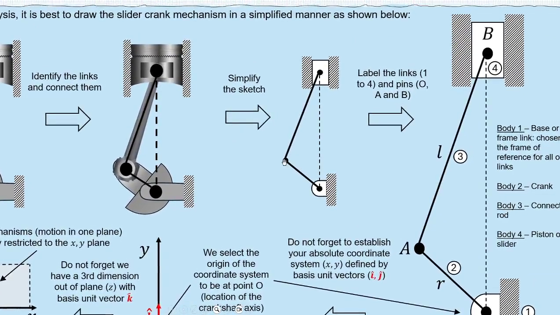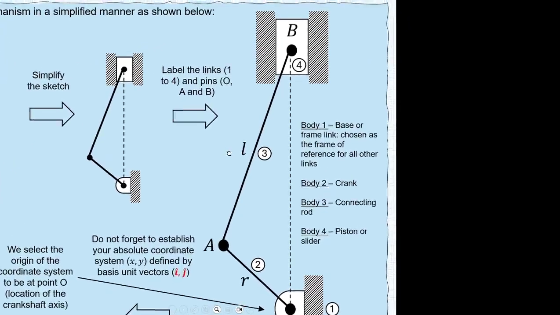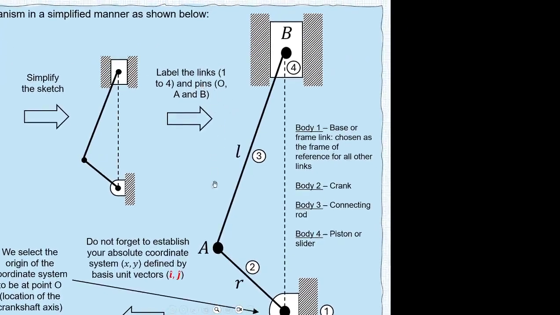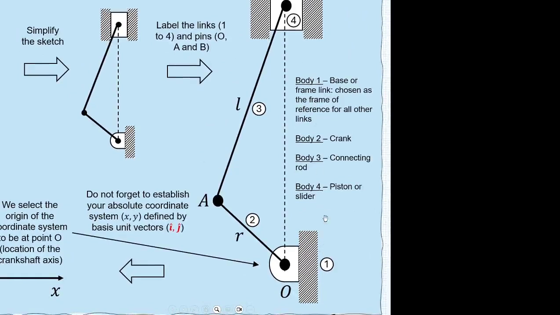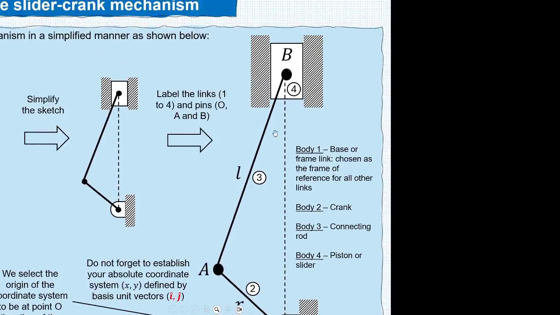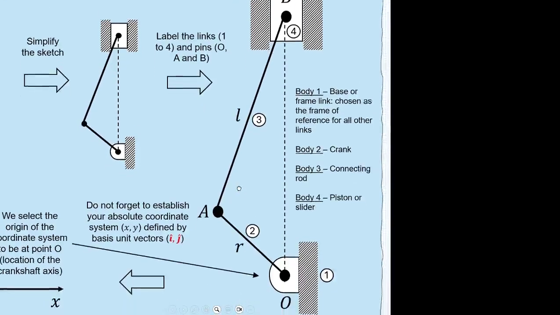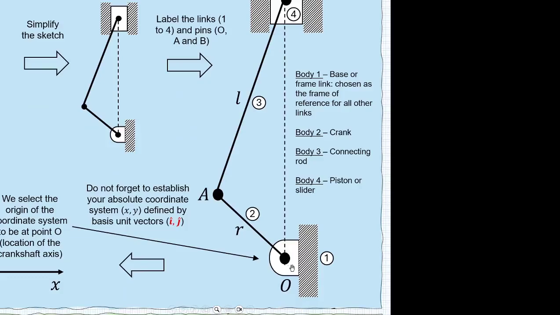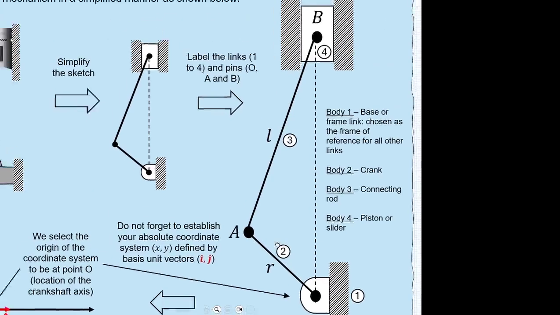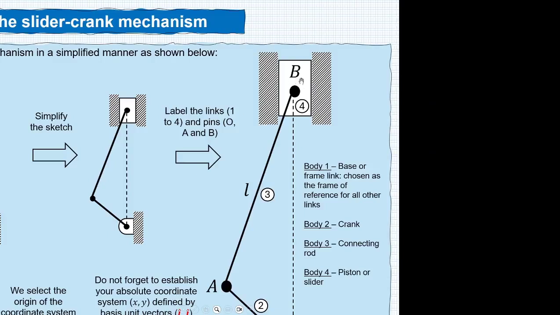For example, the bars can be represented by straight lines, the pins just by circles, and the slider or the piston represented by a rectangular shape. The base or frame link can be represented by angled hatching lines. We can then label all the links and the slider as well as the pins. For example, we use the convention where we label the base or frame link, which is used as our absolute frame of reference, as 1, the crank as 2, the connecting rod as 3, and the slider as 4. Similarly, for the pins, we have at our origin, which is the pin at the crankshaft, labeled as O, the crank pin labeled as A, the piston pin labeled as B.